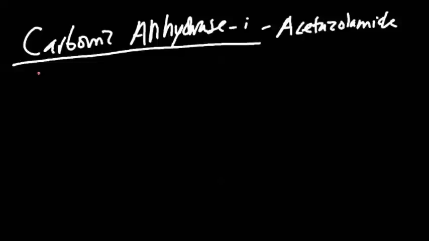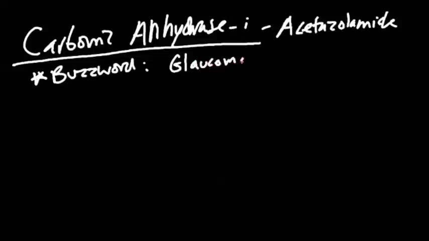And I want a buzzword here. When you think glaucoma, you want to use a carbonic anhydrase inhibitor. So if you hear a patient has glaucoma, you need to keep this in your arsenal. You need to be thinking possibly a carbonic anhydrase inhibitor. That's just the buzzword. Let's go into the mechanism of action for these carbonic anhydrase inhibitors because it's good to see how they work.